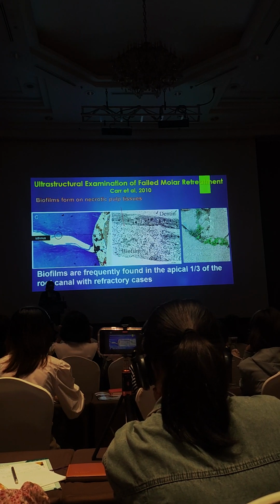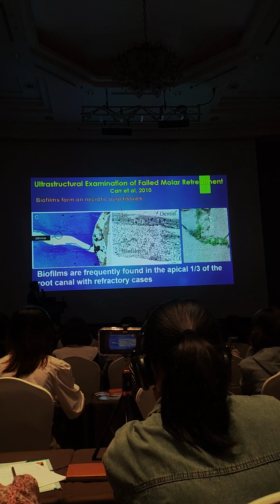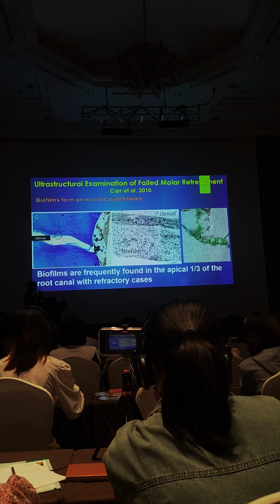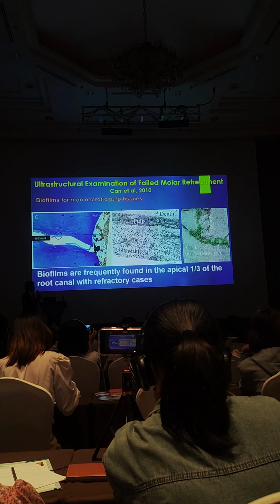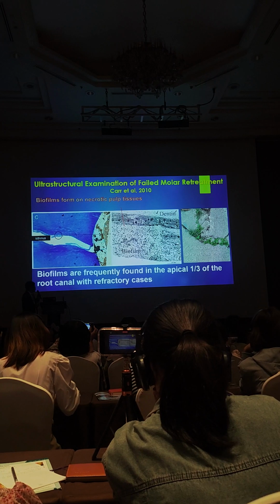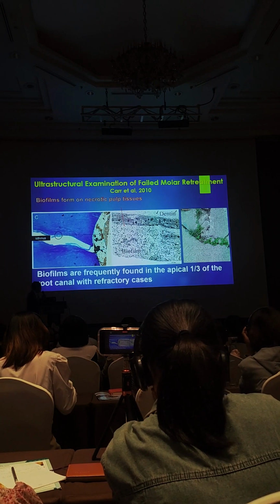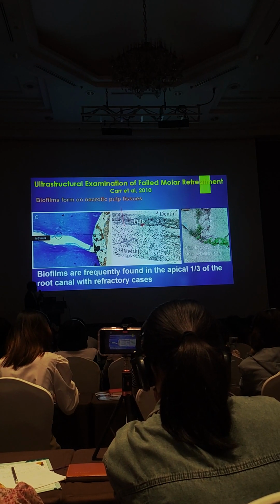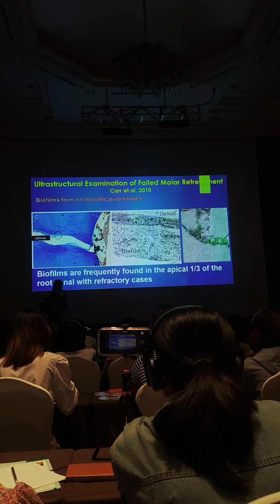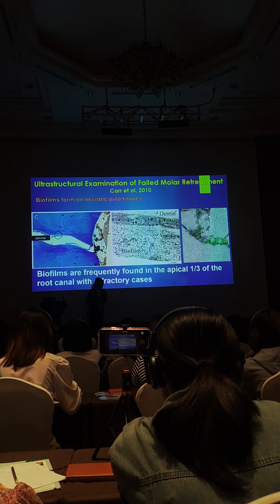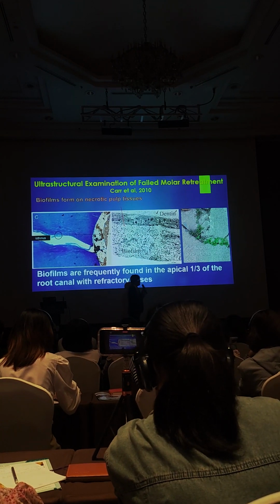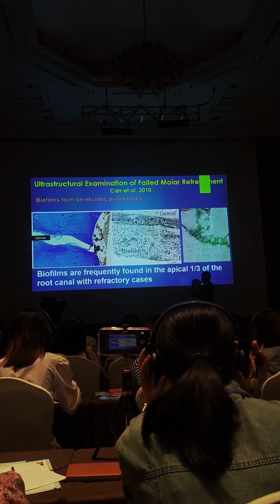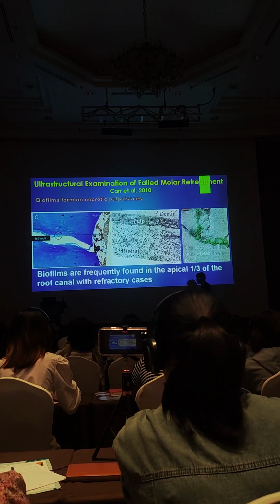And usually biofilms form on necrotic pulp tissues. So if you have necrotic pulp tissues remaining in the root canal after the retreatment or even after the initial treatment, the biofilm will grow on the necrotic pulp tissues. So that's why you need to have a good diagnosis and good treatment planning to remove those necrotic pulp tissues from the area that you cannot touch with a rotary instrument.